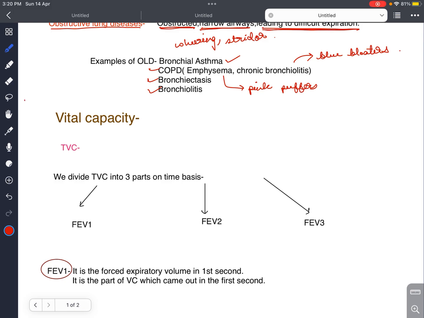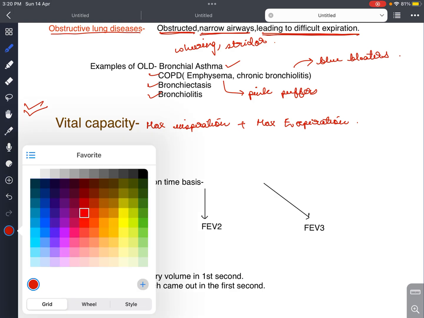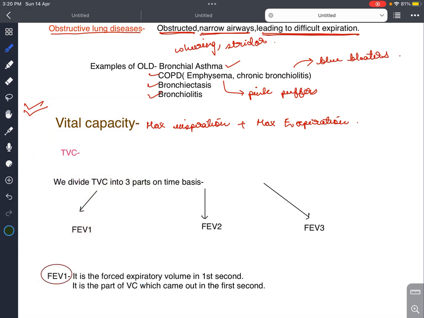So what was vital capacity? I'll again explain what vital capacity is. Vital capacity is nothing but maximum inspiration plus maximum expiration. I told you earlier that this vital capacity was different in males and in females. In males it was 4.8 liters, and in females it was 3.2 liters. The reason it is less in females is that in females we have a lower body mass.